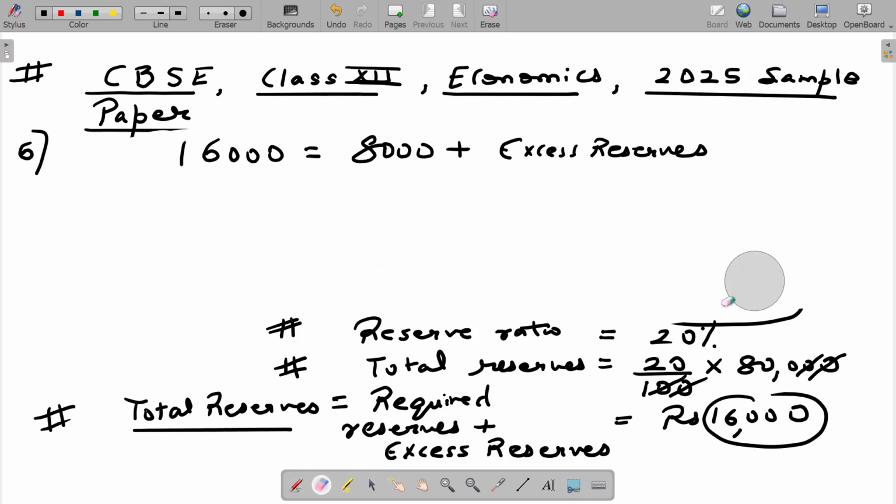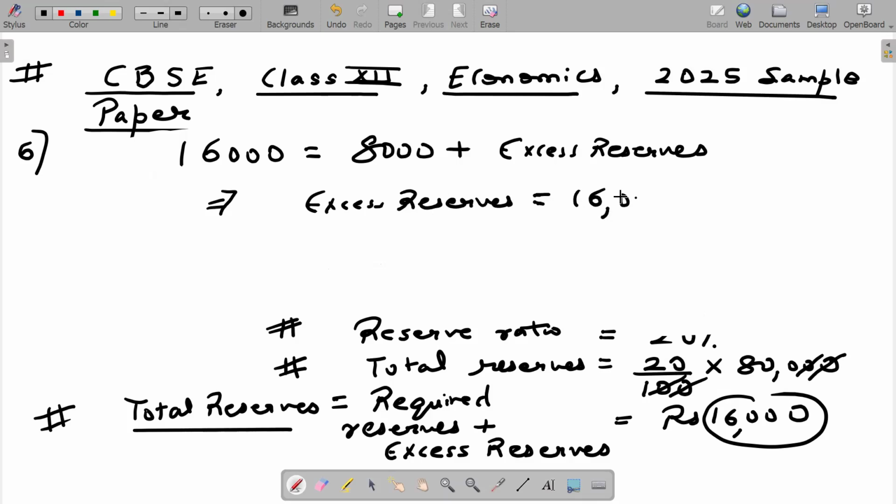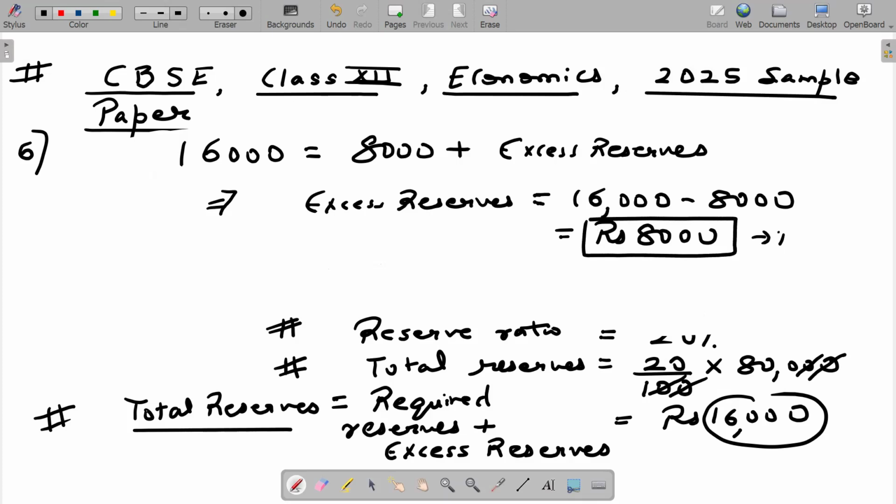So now what will excess reserves be? I can write here that excess reserves will simply be 16,000 minus 8,000, which is 8,000 rupees. This is my answer for this particular MCQ. The bank is going to hold excess reserves equal to rupees 8,000.